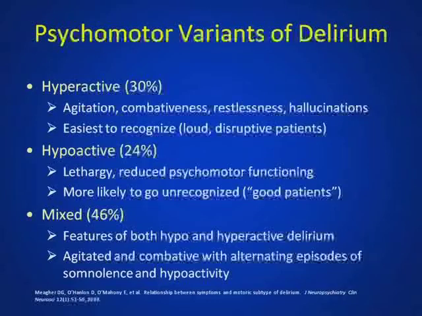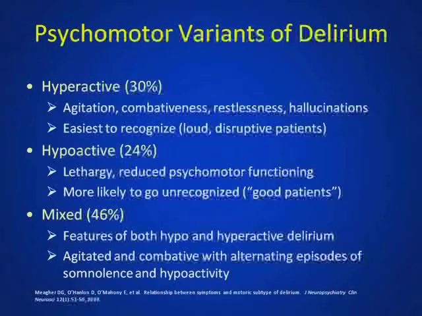There is a hypoactive type of delirium. That's about 24% of all delirium. These are lethargic patients with reduced psychomotor functioning. These are often termed good patients by the staff. These are people that often we will not be asked to see because they're not causing any difficulty.